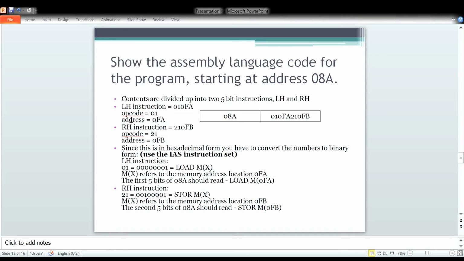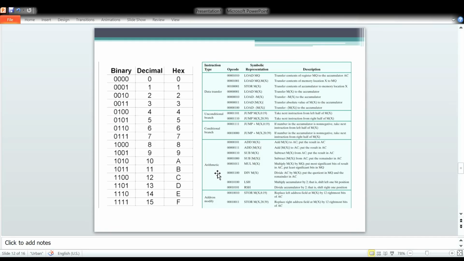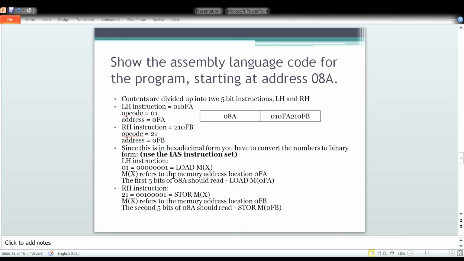For example, we have the left hex instruction. For this one, we have 01 in hexadecimal, then we convert it into 0000, and for 1 we convert it into 0001. Then we look at this table, the IAS instruction table. Then we have 0000 0001 here for load M(X), so we can make it the same as load M(X). The M(X) means we reference the memory at address location 0FA, so we change it into load M(0FA). The X we change to the location or address 0FA.